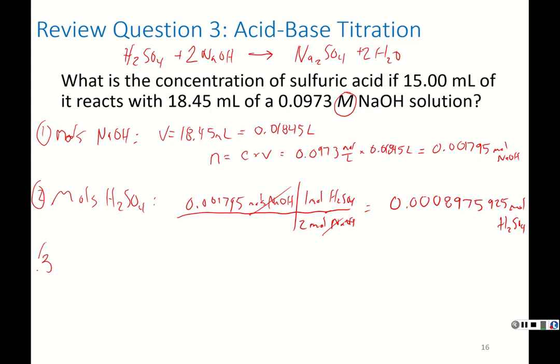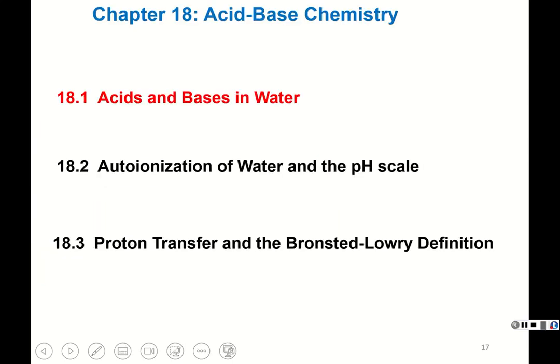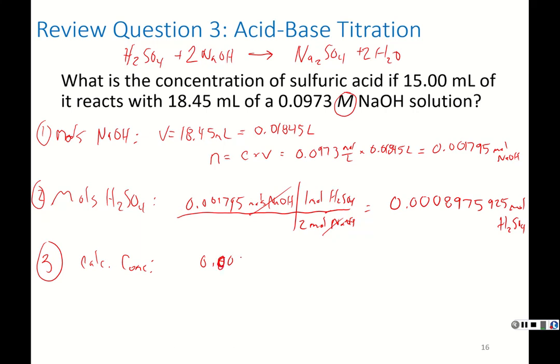And so the third part of a titration is calculating the concentration of your unknown. So in this case, our H2SO4, right? We have the number of moles, 0.0008975925 moles, divided by our volume, and we're given 15 milliliters, but we want that in liters, so that should be 0.015 liters, right, which will be approximately 0.06 molar.